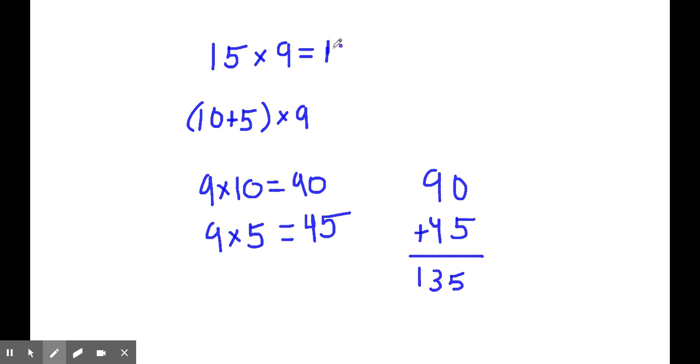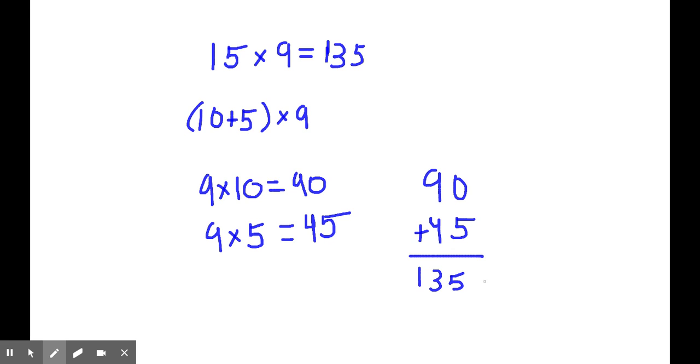If you notice, this is one way that would definitely help you too in doing mental math. Okay. So I could mentally say, okay, 15 times 9. Okay, well, I'm going to break my 15 into 10 plus 5. 9 times 10 is 90. 9 times 5 I know is 45. And then 90 plus 45, I can do that in my head, 135.